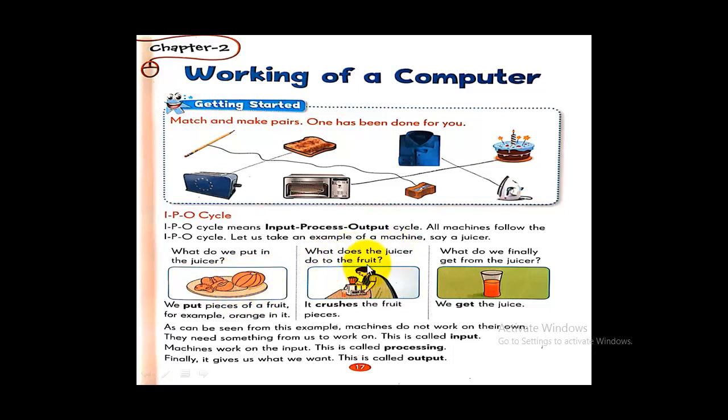Then what does the juicer do to the fruit? It crushes the fruit pieces.